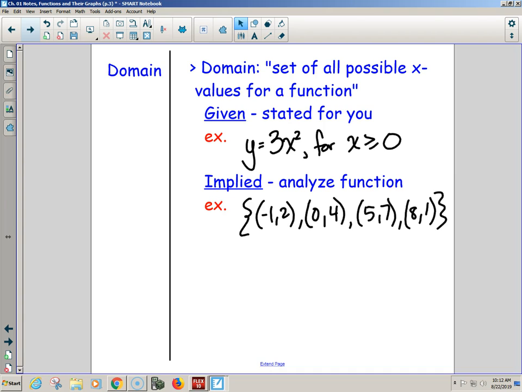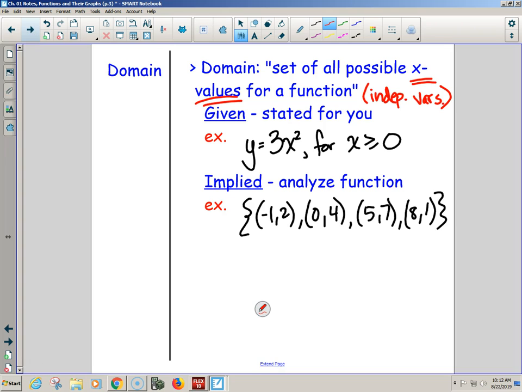Domain stands for what kind of values? Set up all possible x values. Now be careful, x isn't always named x. Independent variables aren't always named x, so we should probably say all the independent variables. Could be t's, could be r's and h's. Yes. Okay, so the independent variables, whoever they are, that's the domain.